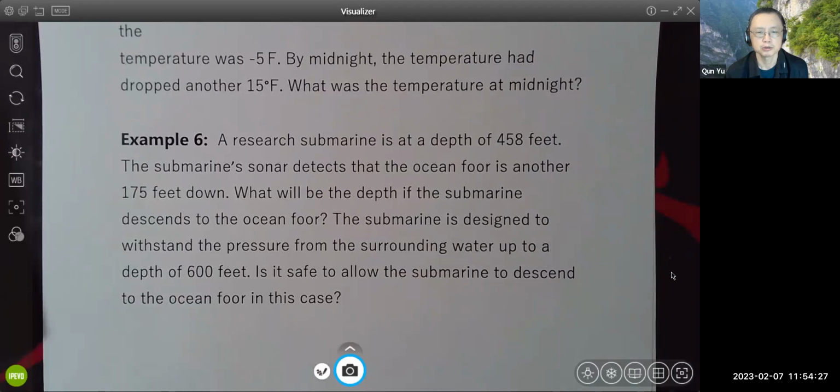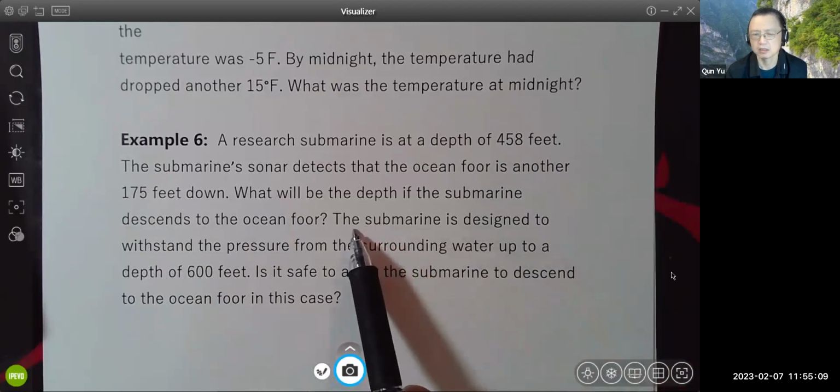Okay. A research submarine is at a depth of 458 feet. So that's below sea level. It's going to be represented by a negative number. The submarine's sonar detects that the ocean floor is another 175 feet down. What will be the depth if the submarine descends to the ocean floor? That means getting further down below the surface, right? So there's going to be another negative 175 feet down because they go in the same direction. They should have the same sign, both negative.